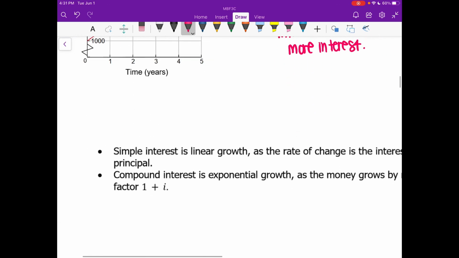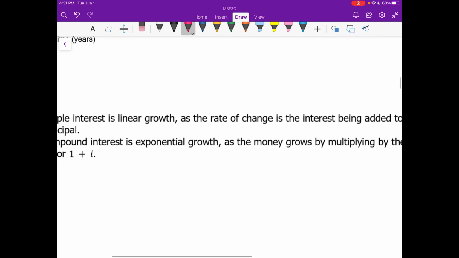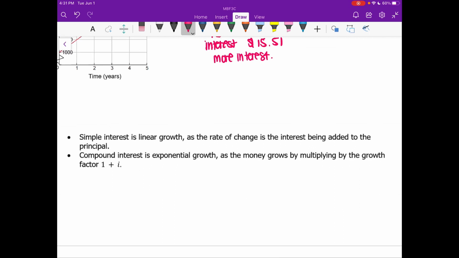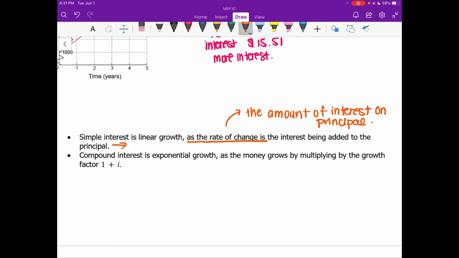So like I said, simple interest is linear growth. The rate of change, the interest being added to the principal, is just the $50 in this situation, or the amount of interest on the principal. And because the principal is always the same, the amount will always be the same. So if you're investing $1,000, you're always going to get $50. If you invested $2,000, you'd always go up by $100.